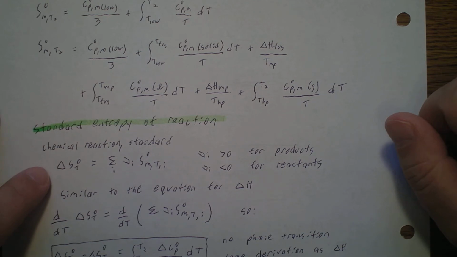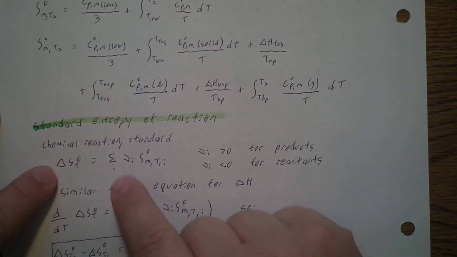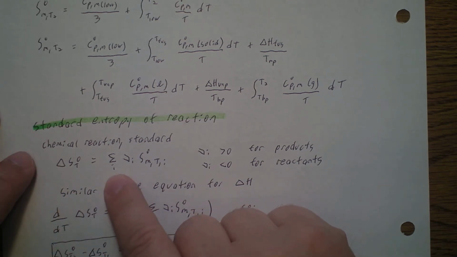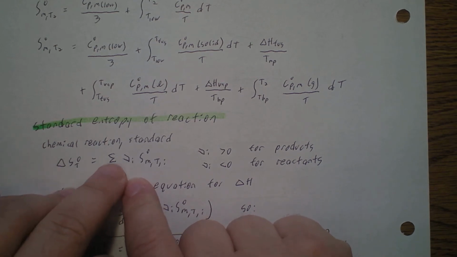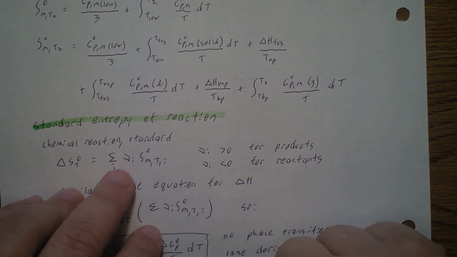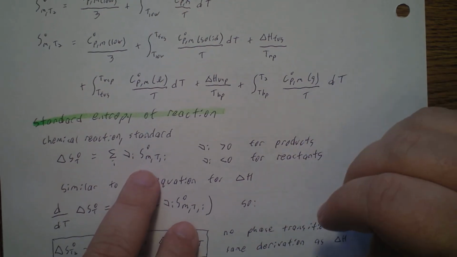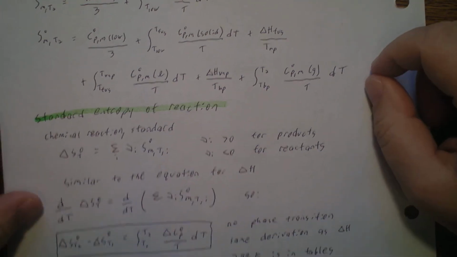The chemical reaction standard entropy change at a temperature in the standard state is just going to be the sum over all the substances i of nu_i. Remember, nu is the stoichiometric coefficient. It's going to be positive for each product and negative for each reactant. Of the molar entropy in the standard state at that temperature for substance i. So it's just like the equation for the change in enthalpy.